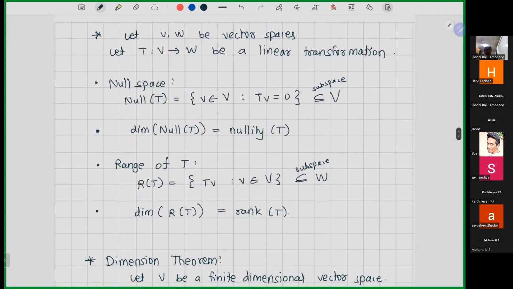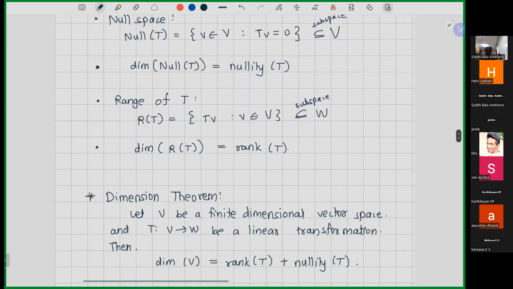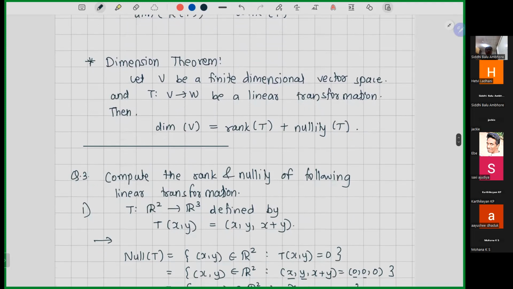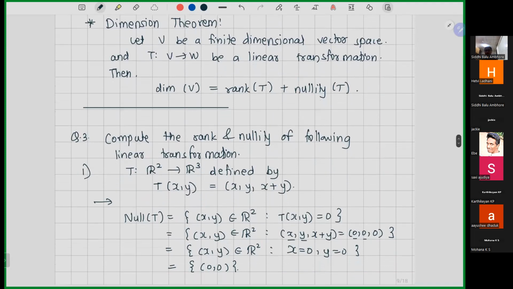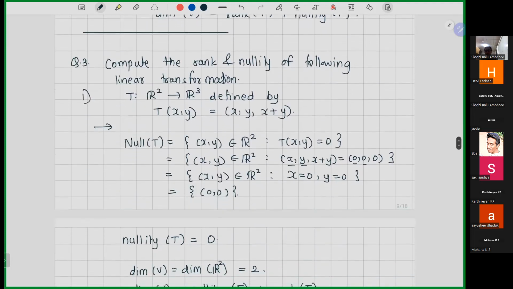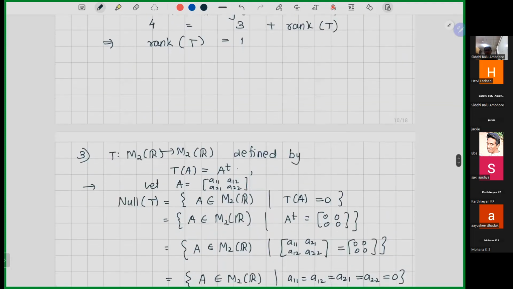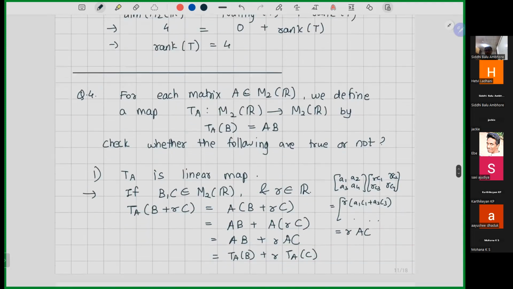Further, we saw the null space, the definition of range, dimension and rank, and the rank nullity theorem, which says that if T is a linear transformation from V to W, and V is a finite dimensional vector space, then dimension of V is rank of T plus nullity of T. Note that the dimension of W is not mentioned because we do not need it; we only need the dimension of V. Then we went through a few questions where we calculated the rank and nullity of given linear transformations.